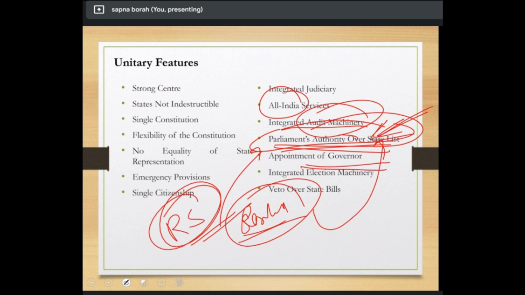Integrated election machinery: we have the elections for the Lok Sabha and the state, which are also integrated. Veto over state bills: again, the president has some veto over state bills. The president can reserve some state bills and decide later on. So these are some unitary features. Again, you'll have to remember the keywords.